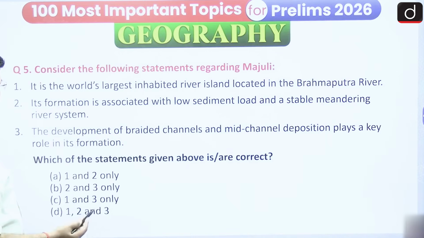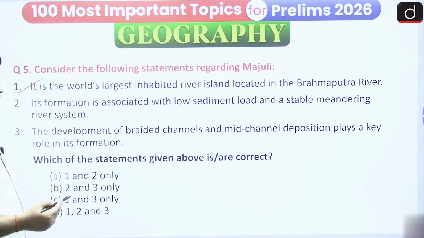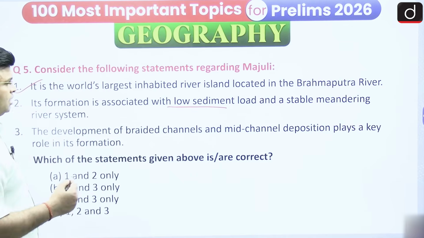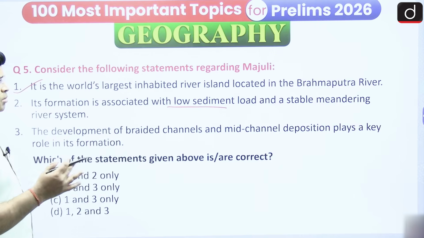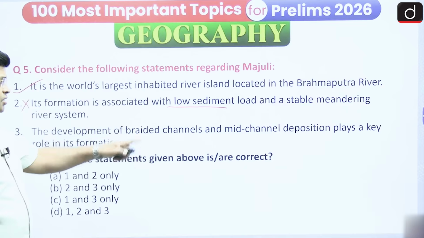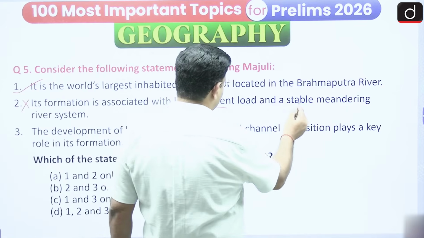And the next one: consider the following statements regarding Majuli, the world's largest inhabited river island located in the Brahmaputra river. That's a true statement, and it is due to the braided channel pattern. Another statement is that its formation is associated with low sediment load. No, the formation of this river island is associated with large river sediment, not low river sediment. There is a large sediment load and an unstable river meandering. So this statement is wrong because it is related to large sediment load, and it is not stable, it is unstable meandering. So it is also a wrong one.